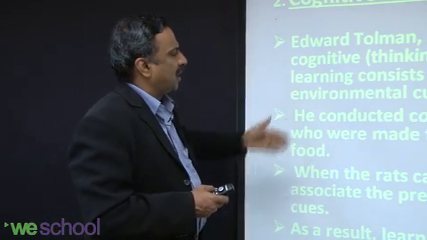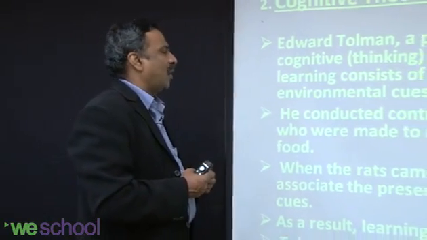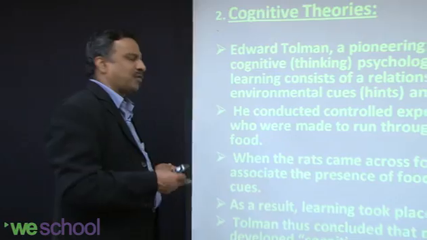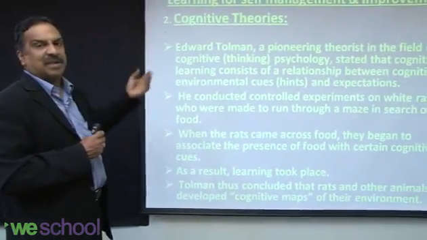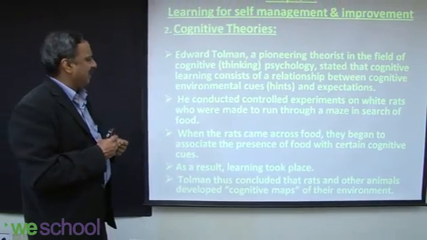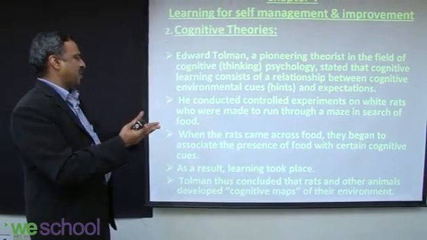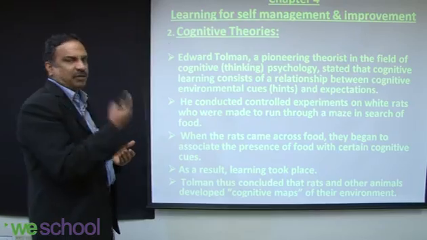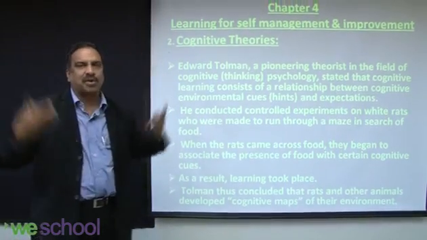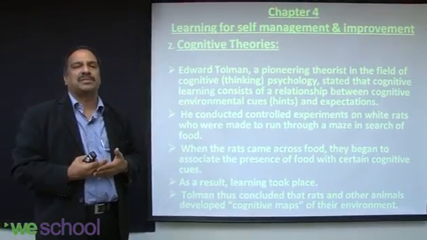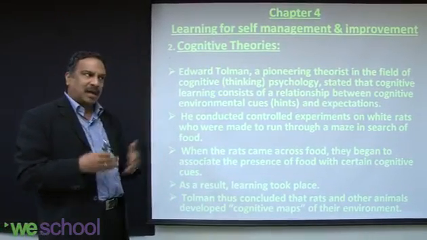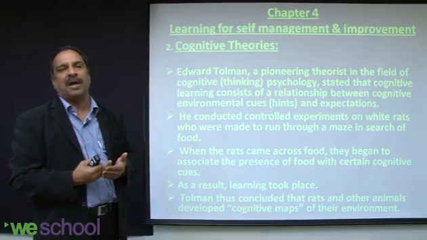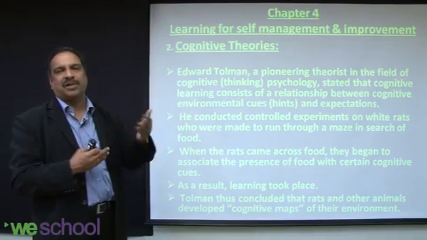Now, Edward Tolman conducted controlled experiments on white rats who were made to run through a maze in search of food. And when it went, similar to what was happening in the Skinner box, right? When the rats came across food, they began to associate the presence of food with certain cognitive cues. Cognitive means they saw a mental map of meaningfulness. And as a result, learning took place. They learned that when we go to this type of background, this type of circumstances, food is supposed to be coming.